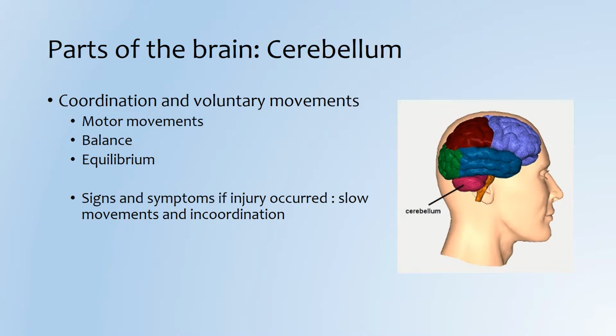We will now discuss the parts of the brain, the first being the cerebellum. The primary function of this part of the brain is to control voluntary movements, including motor movements, balance, and equilibrium. As you can see, it is located at the bottom of the brain near the stem, on the back side of the brain. Compared to the frontal lobe, it is well protected from trauma. Injury here causes slow movements and incoordination. There are then tendencies to sway or stagger when one is walking.